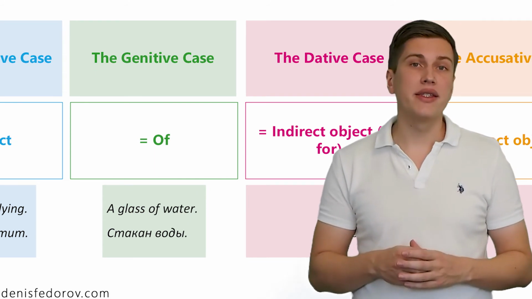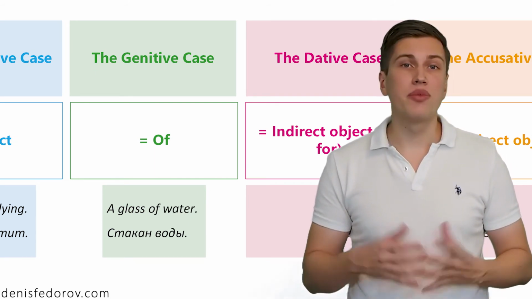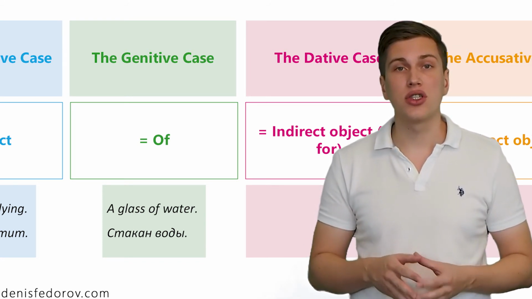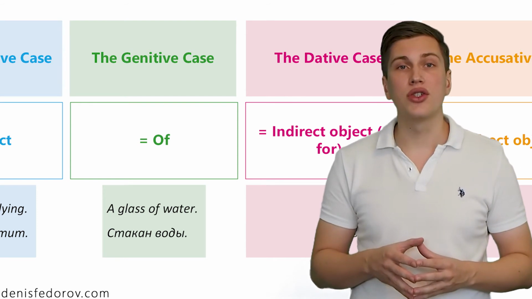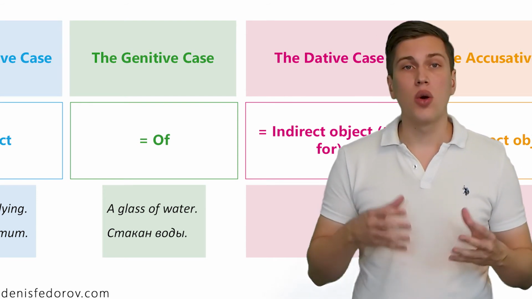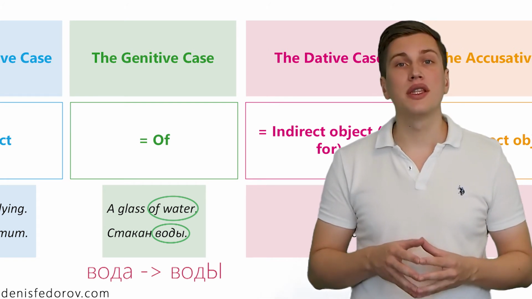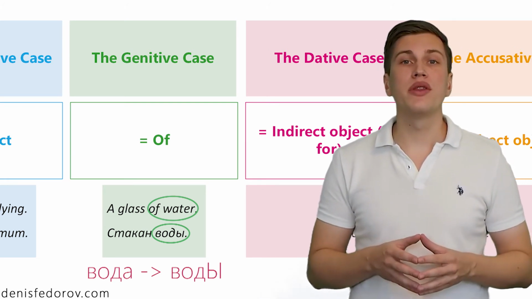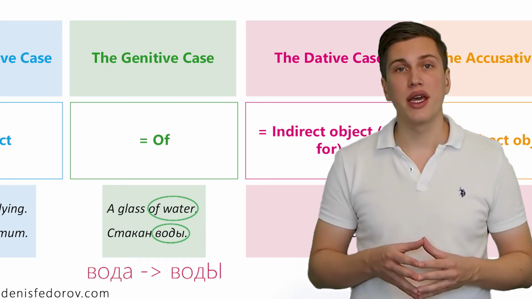The genitive case is basically a Russian way of saying of. We do not have a preposition of in Russian, so the genitive case indicates possession and is also used when talking about quantities. So it replaces of. A glass of water, стакан воды. Here water will be in this genitive case and the glass will be in the nominative default case.